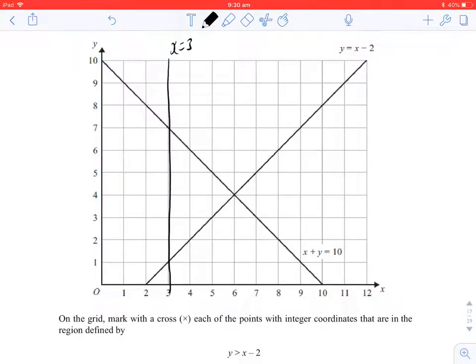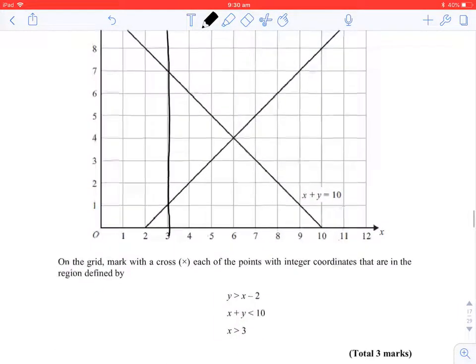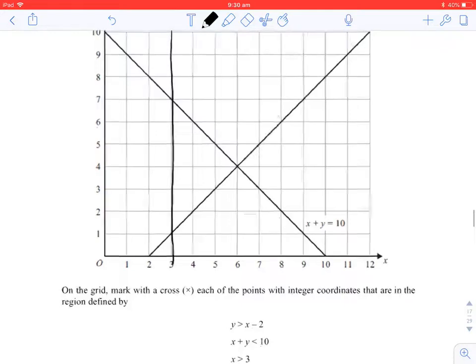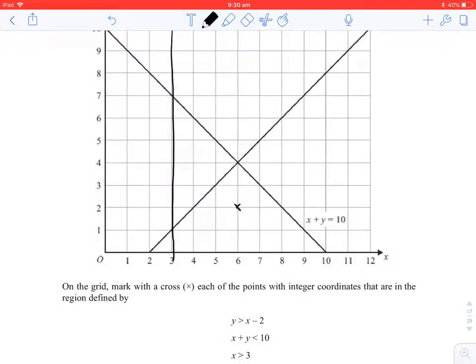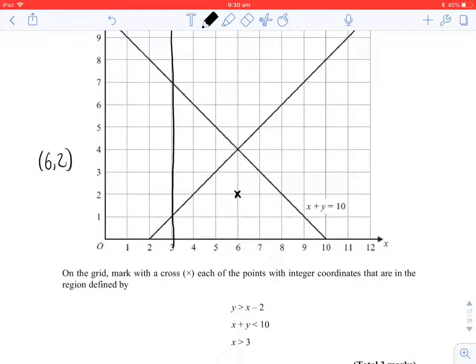Now what we do is we have to find the area in which the points can be. So we've got our three inequalities there that we need to satisfy. So the first thing that we're going to do is we're going to pick a random coordinate, so any one we want. So I'm going to pick this one here, and the coordinate I'm going to be using to test is 6, 2.